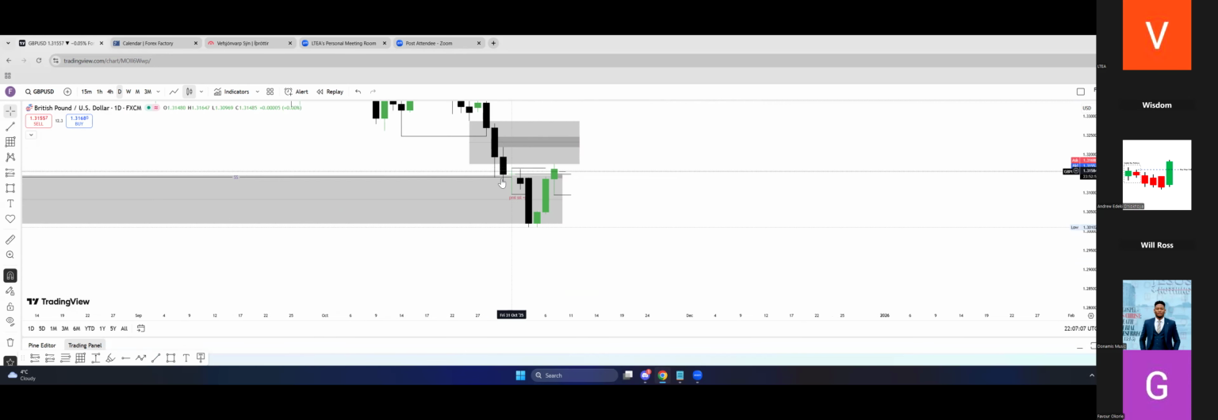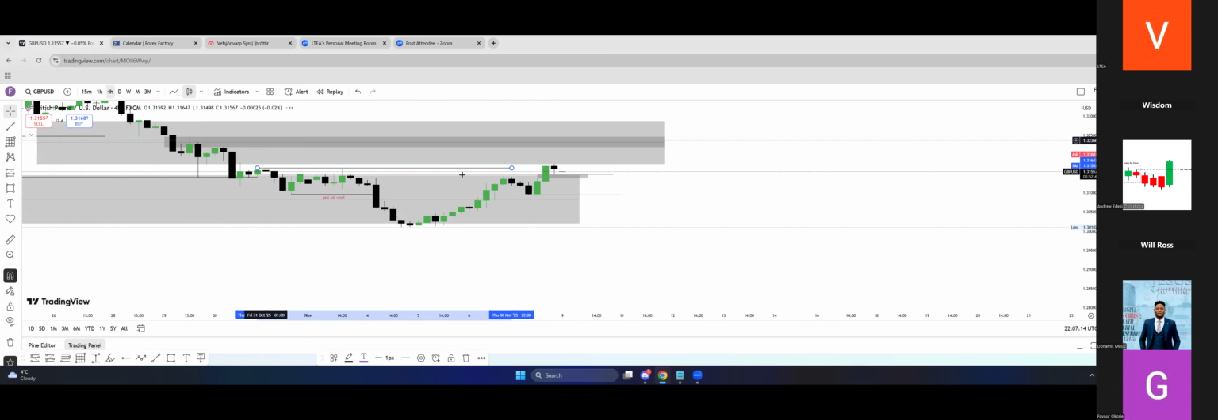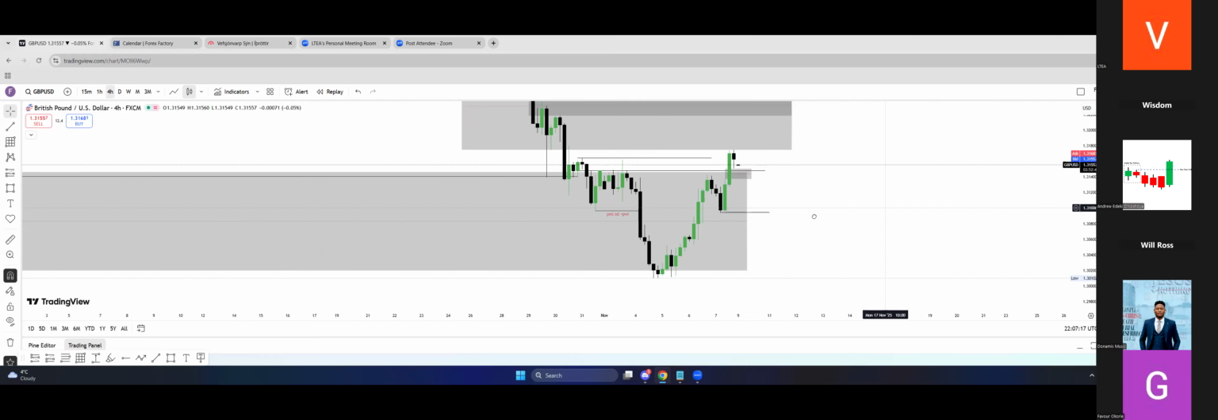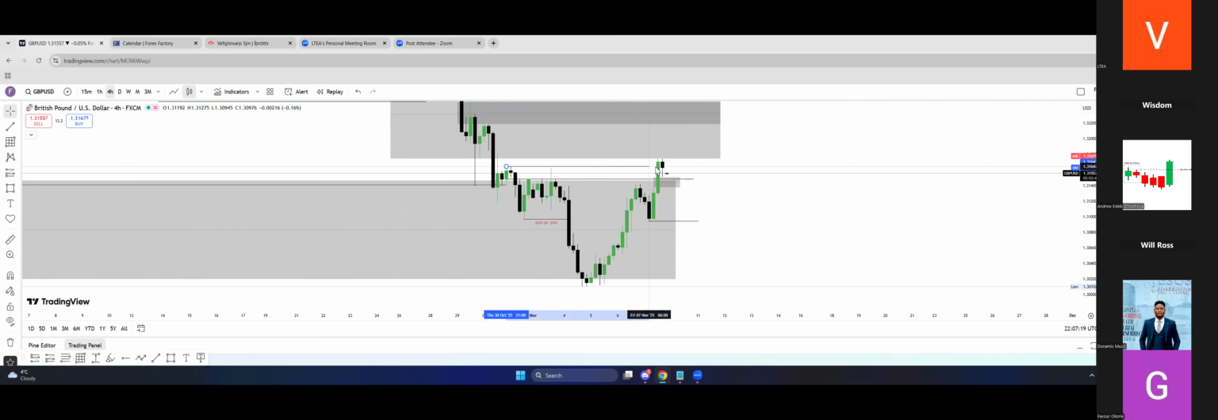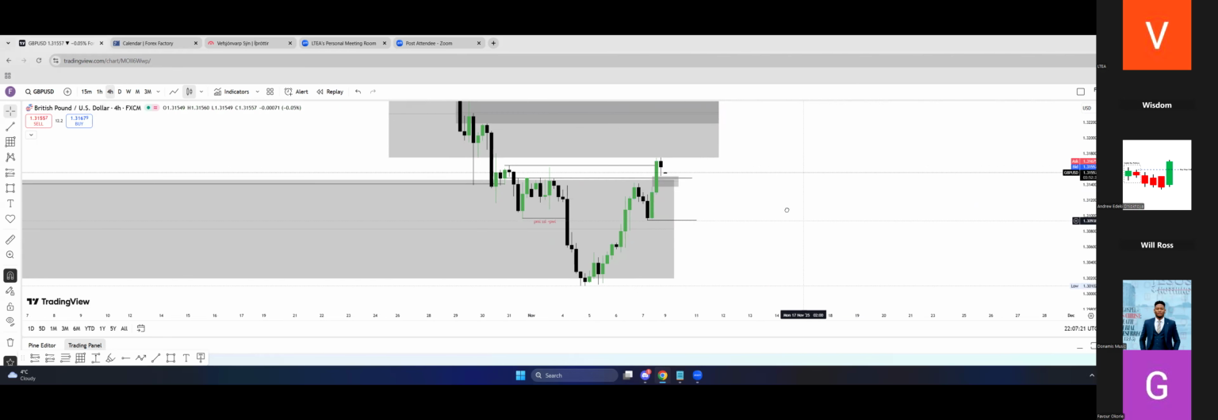Price disrespected this level. It took liquidity, yeah, that's true. So it has the right to still come, but the only thing is that you cannot participate here because you don't have any clear area.